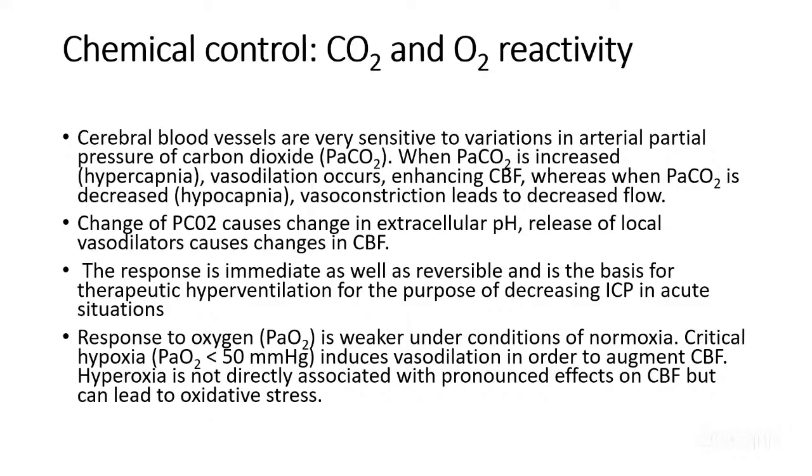Now come to chemical control, that is carbon dioxide and oxygen. Cerebral blood vessels are very sensitive to variation of the arterial partial pressure of carbon dioxide. As we said, carbon dioxide easily diffuses and crosses the blood-brain barrier, so carbon dioxide has a heavy influence on this autoregulation.